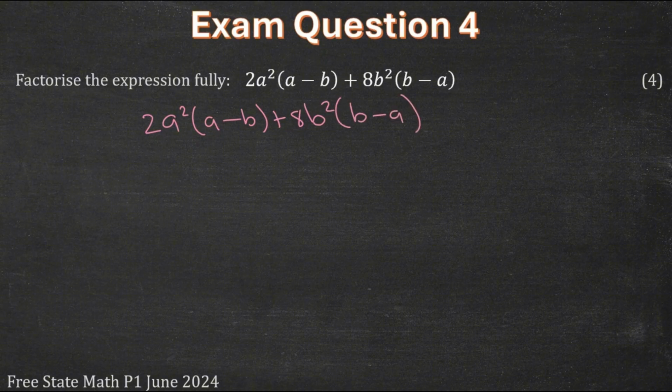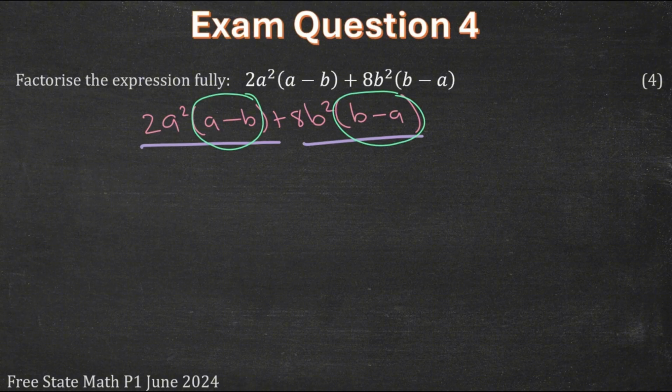All right, the first thing we need to do is to recognize which factorizing method to use. Now this expression has 2 terms, but it is not immediately a difference of 2 squares or a sum or a difference of 2 cubes. But notice here that each term has a bracket that looks almost the same. The first bracket is a minus b, and the second bracket is b minus a. So these 2 brackets are opposites of each other.